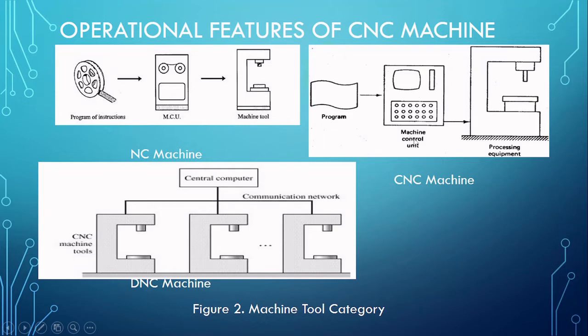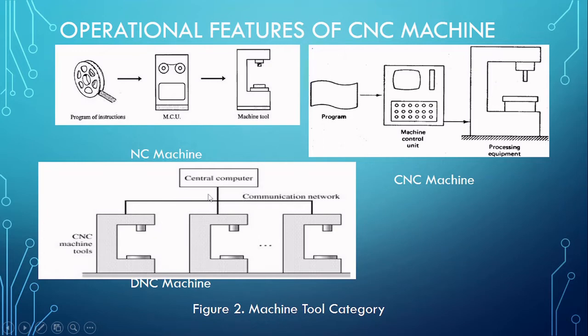For the CNC machine, it's an onboard computer. The MCU is an onboard computer, and the program is actually written probably externally or written on the onboard computer itself. It can be copied from the onboard computer. It can be copied to the onboard computer to operate the CNC machine.